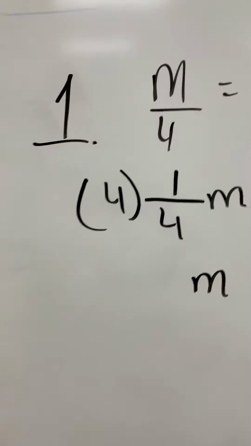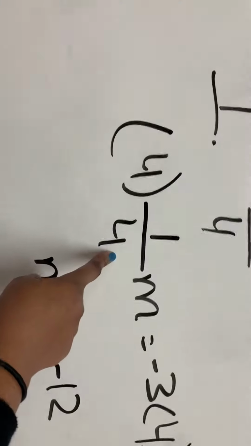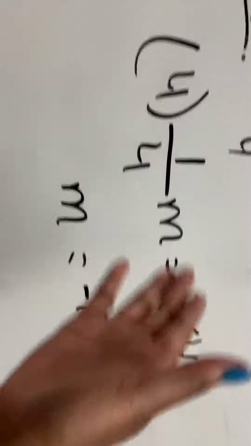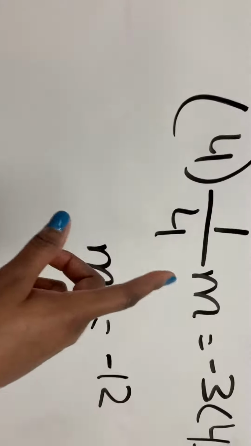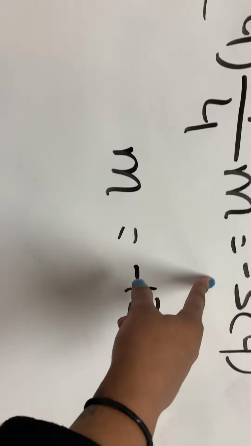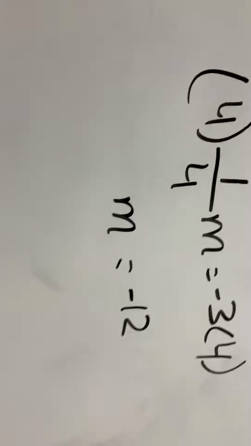If you only got one fraction in the problem, your LCM is whatever that denominator is. So I multiply 4 times 1/4 and 4 times negative 3 because you got to keep the equation balanced. When you multiply 4 times 1/4, you're going to get 1, so I don't have to write 1M. I can just leave it as M. And then negative 3 times 4 is negative 12. So M is equal to negative 12.